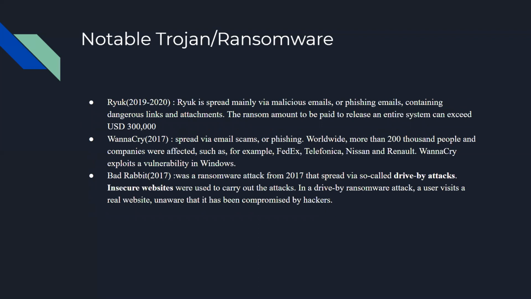So, notable Trojan slash ransomware over the years: Ryuk. Ryuk spread mainly via malicious email, phishing emails containing dangerous links and attachments. The ransom amount to be paid to release the entire system could exceed over $300,000. The max that was paid, or the record that was paid to release the network computers, was 1.2 million.